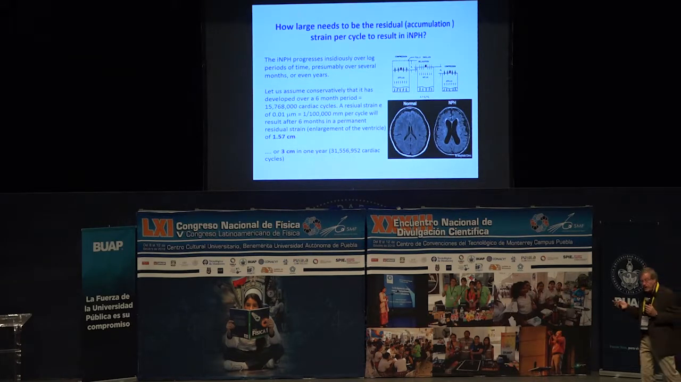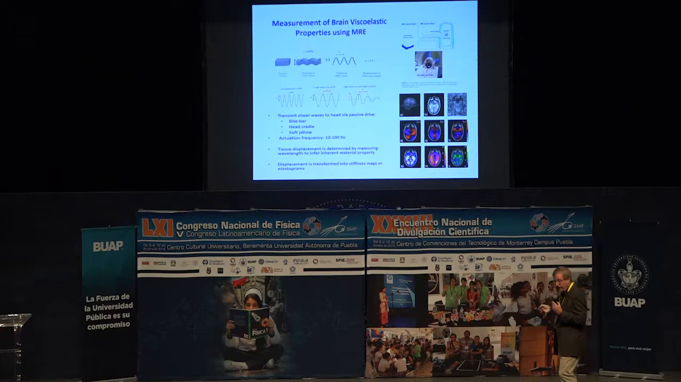All right, so what do we know about the elasticity, the viscoelastic properties of the brain? So that's the next thing that we did. We measured the viscoelastic property of the brain, and we do it by using magnetic resonance elastography. It's a technique where we send shear waves through the brain, and then measure the speed of propagation of the shear waves as well as the attenuation, and from there we obtain the viscoelastic properties.